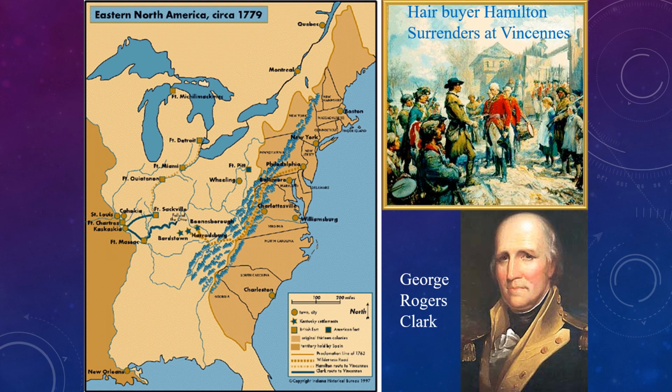Well, this worked. The British gave up. And you can see that picture there in the upper right. Hairbuyer Hamilton was his nickname. He's one of these British who are paying a bounty, a price for hair brought in by the Native Americans that can be shown to be an American, one of these rebels. And so the British gave up the forts. In other words, George Rogers Clark, what he did, that worked.